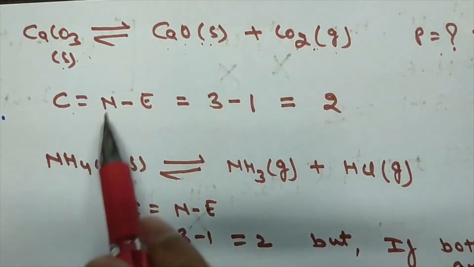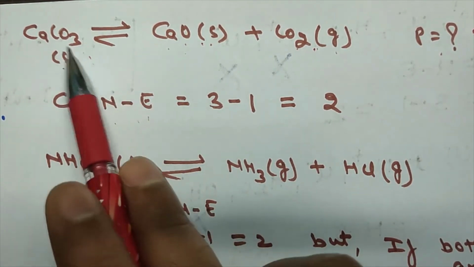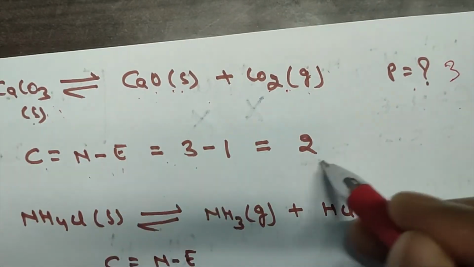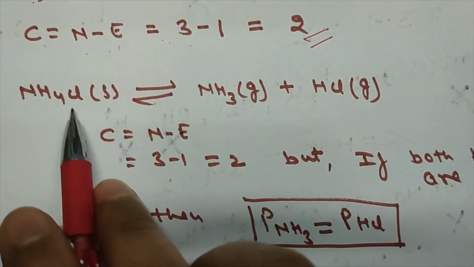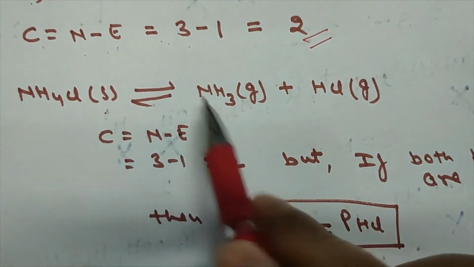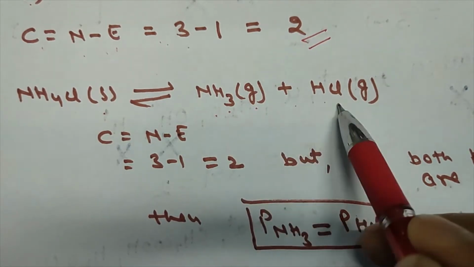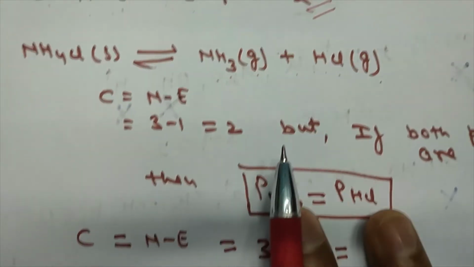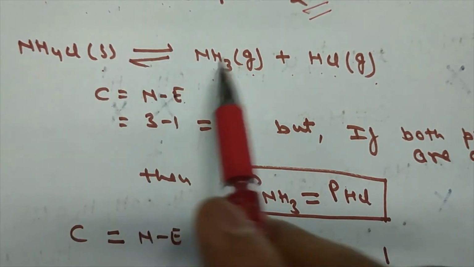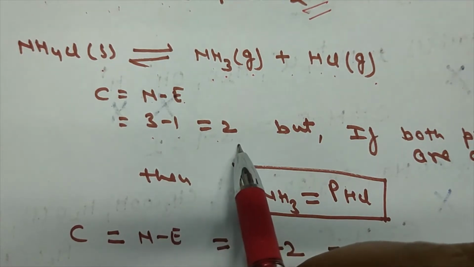Now how to calculate this C and E? The number of chemical species is 3, 1, 2, 3, so you have 3, and the equilibrium is 1, then the component will be 2. NH4Cl, again this NH4Cl is solid. When it decomposes, it forms NH3 ammonia gas plus HCl gas. Here C is equal to N minus E, chemical species is 3, equilibrium is 1, so it is equal to 2.